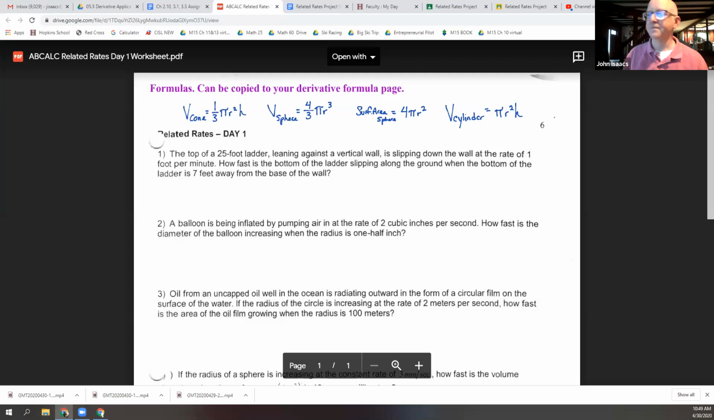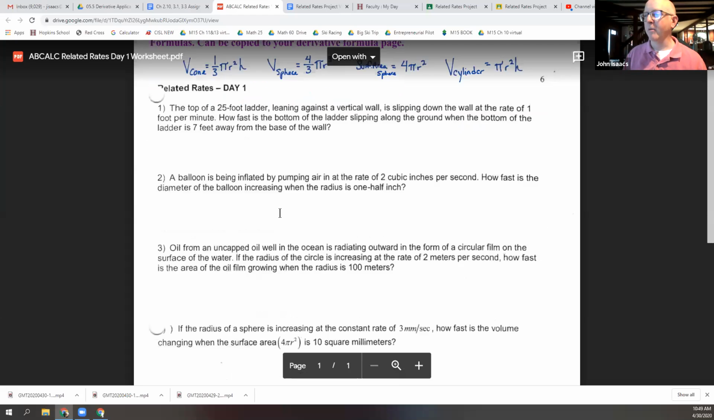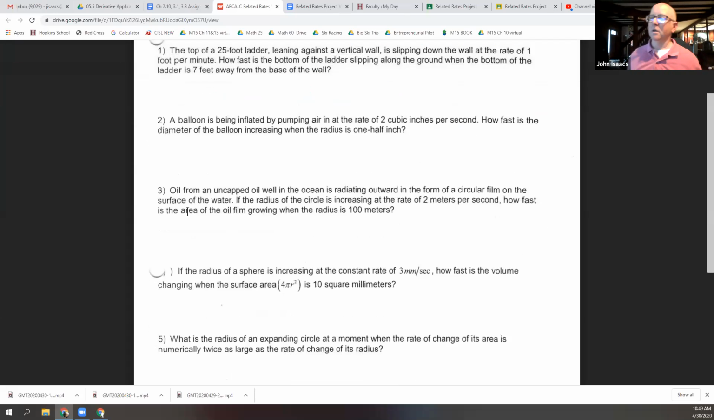All right, so we're going to look at problem number 3 here on worksheet number 1. It reads, oil from an uncapped oil well in the ocean is radiating outward in the form of a circular film on the surface of the water. If the radius of the circle is increasing at a rate of 2 meters per second, how fast is the area of the film growing when the radius is 100 meters?